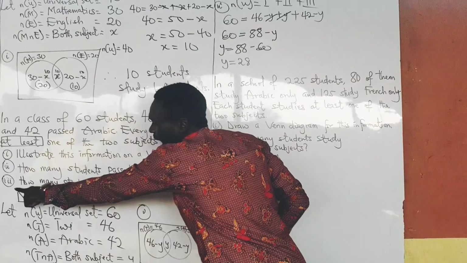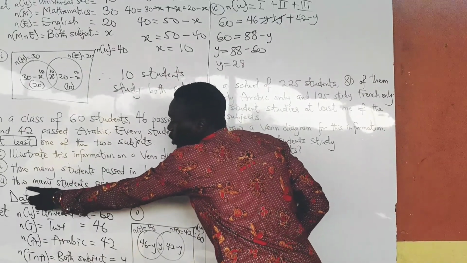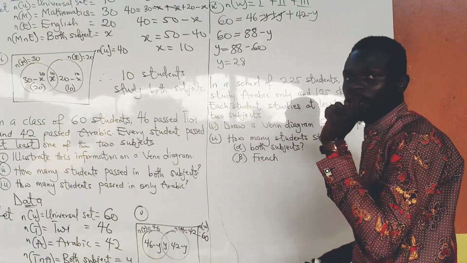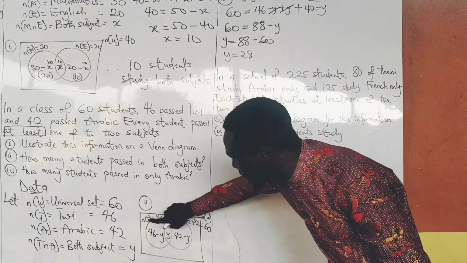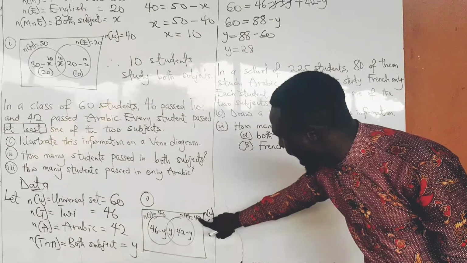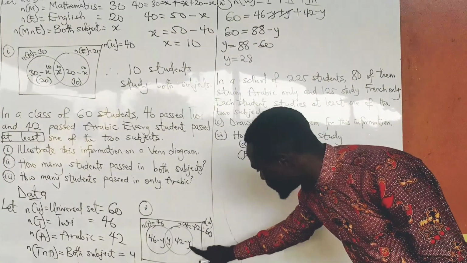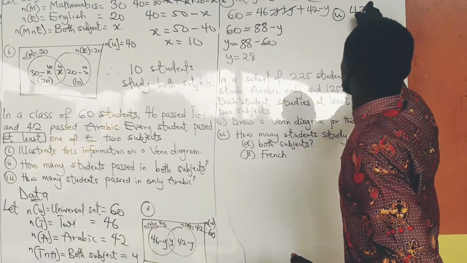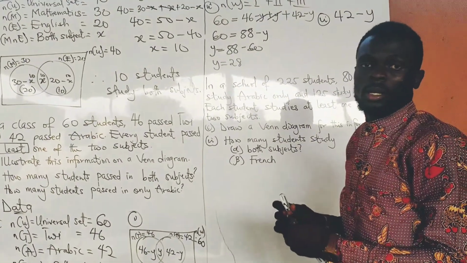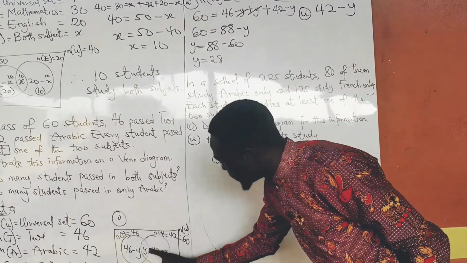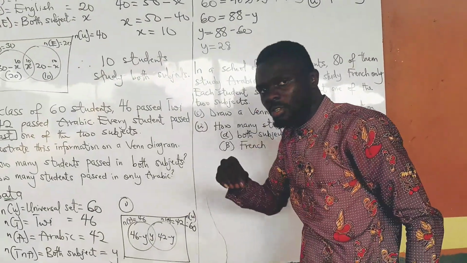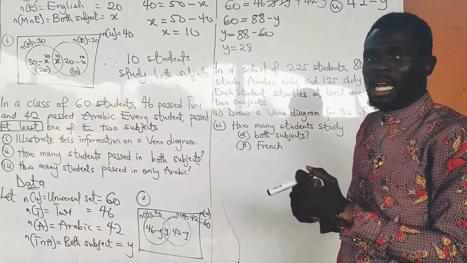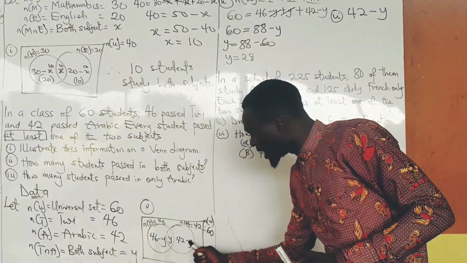Then with the III, we have to what? Calculate or know the number of students who pass in only Arabic. This is the Chi, and this is the only. This is the Arabic, and this is the only. This portion is the only. And what do we have there? We have 42 minus Y. This region, which is the third region, is the only for the Arabic. So if we are to calculate only Arabic, then it means we are going to subtract the Y from 42.